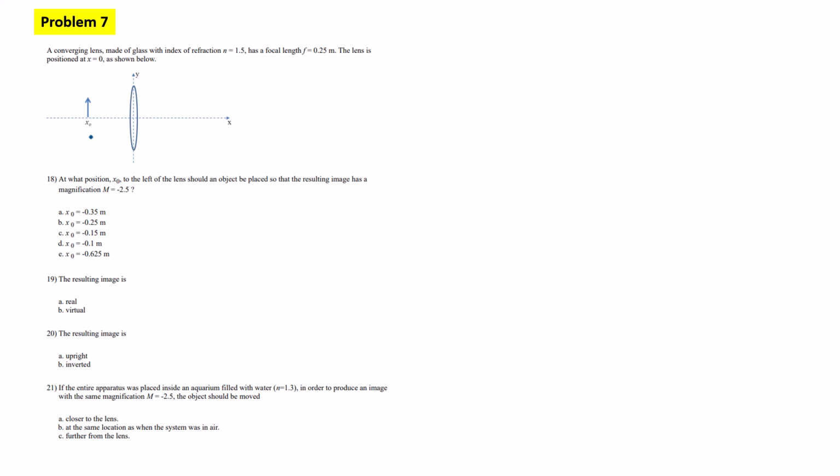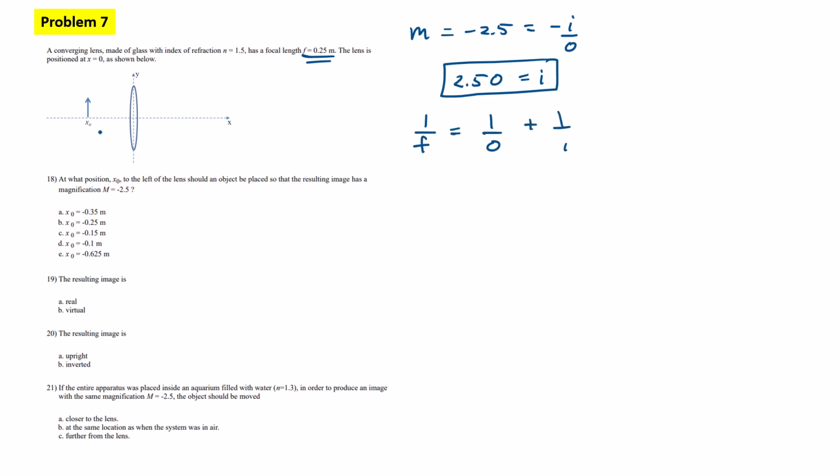Well, I would simply write this down: the magnification is -2.5, and the definition of the magnification is -I over O. So I have one equation here that links I and O together: 2.5 multiplied by O equals the image distance. I have two unknowns, O and I, therefore I need another equation. They have told me the focal length of this lens, so I can also write 1 over F equals 1 over O plus 1 over I. This is a second equation.